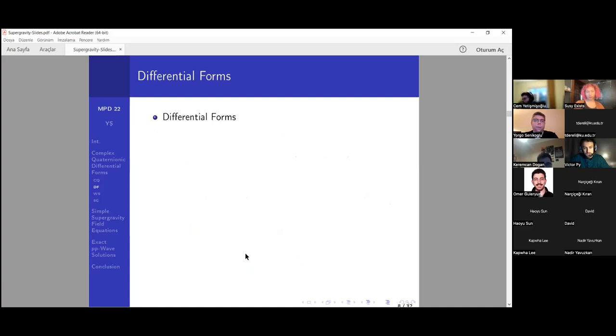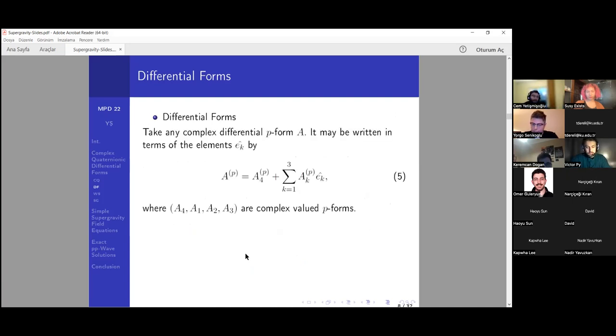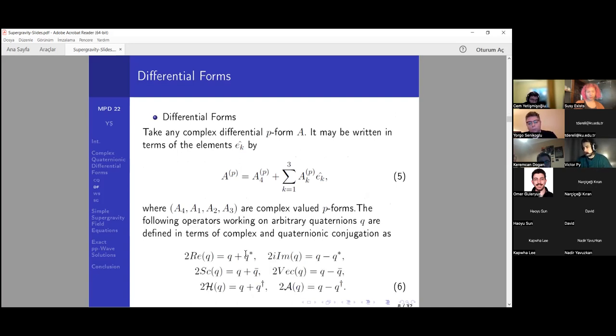Now, differential forms. Take any complex p-form. It may be written in terms of the elements of the quaternion algebra H by just this formula, where A1, A2, A3, A4 are complex valued p-forms. I'm giving you all of this, but it is just a formalism. You may not remember all the formulas, but this is just to get you to the Einstein Lagrangian and the equations that follow from there.